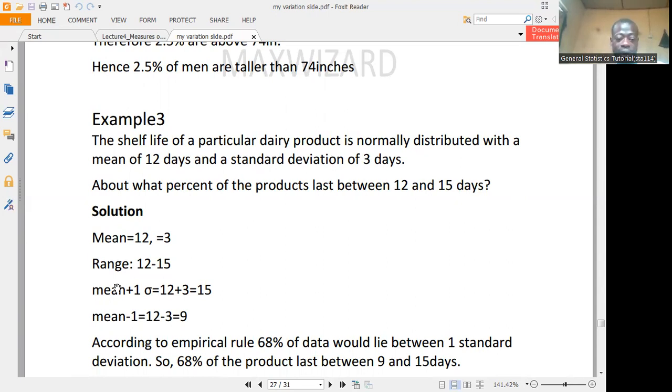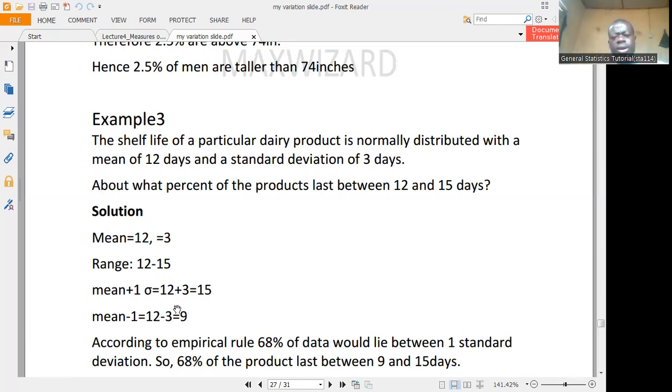And how am I going to do that? Let's see. I have the mean to be 12, and the standard deviation to be 3. The range that we are actually trying to solve is 12 to 15. So now mean plus 1 standard deviation here is going to be 12 plus 3, which is 15. Mean minus 1 standard deviation will give us 12 minus 3, which is 9.